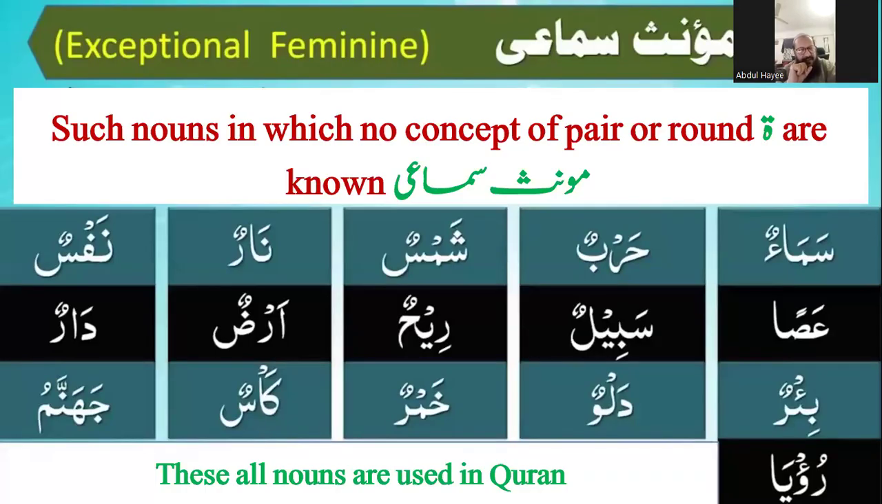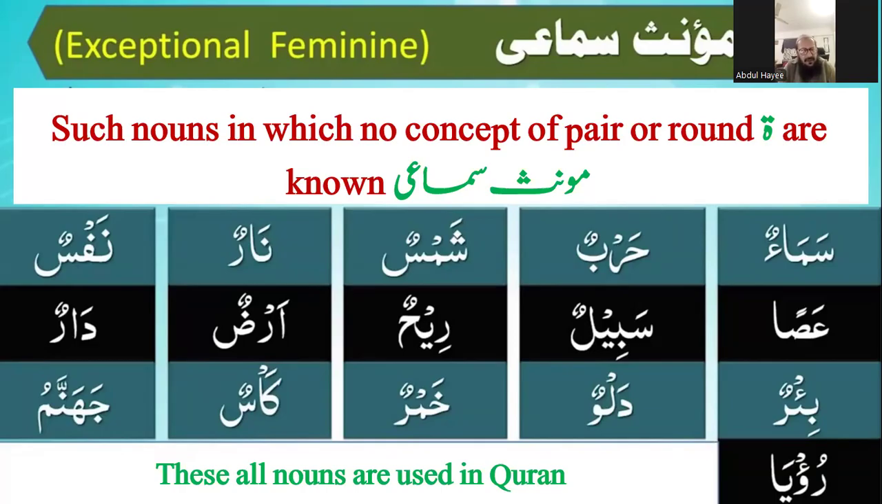Just like this, such names in which no concept of pair or round ta are known as muannas samai. In Mus'haf, 16 words of such have been used. They are muannas samai. The Arabs use them as feminine, and the Mus'haf Quran has taken only 16. They don't have a sign of feminine. They don't have the real feminine against them.